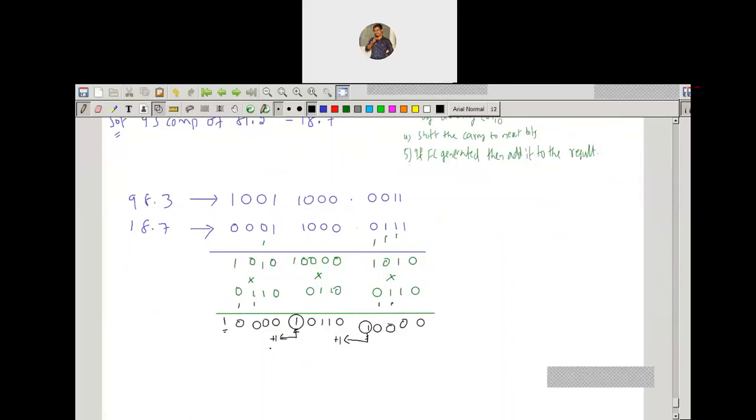Okay. So next, what is the fifth step? If a final carry is generated, then add it to the result. That is, you have to add this final carry to the entire result. That is where you have to add. You have to add it to the entire result. Now we can get the answer here.